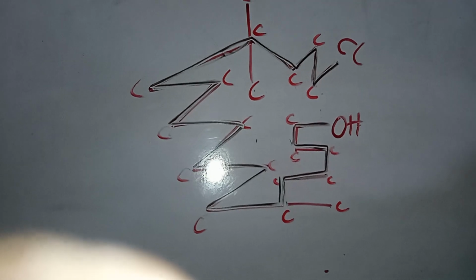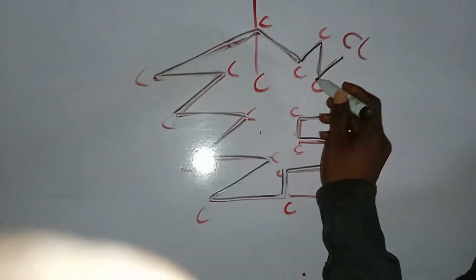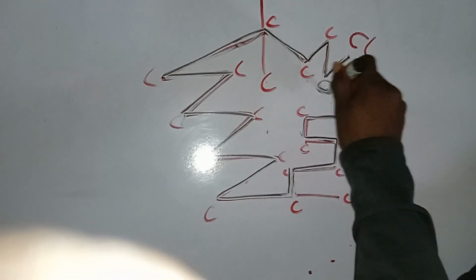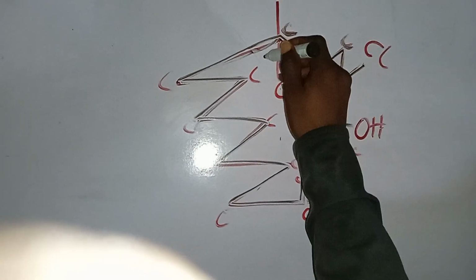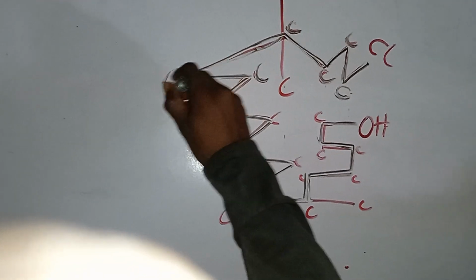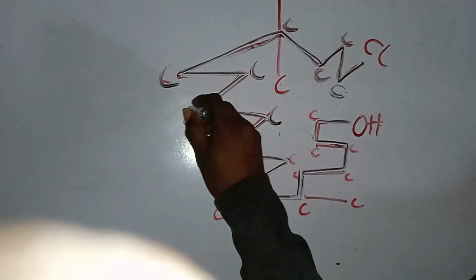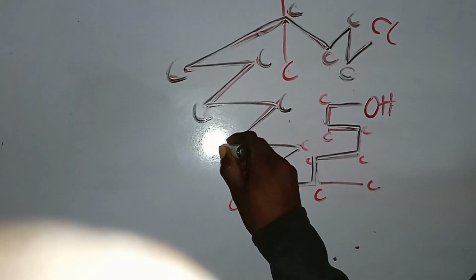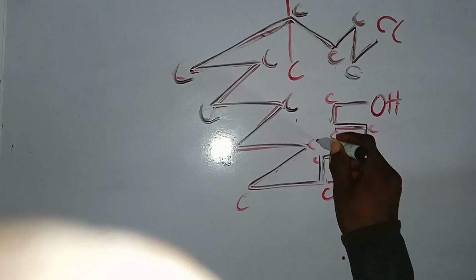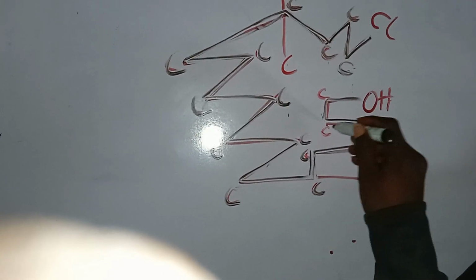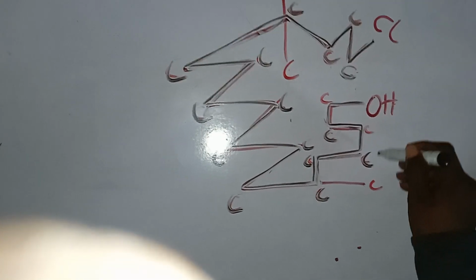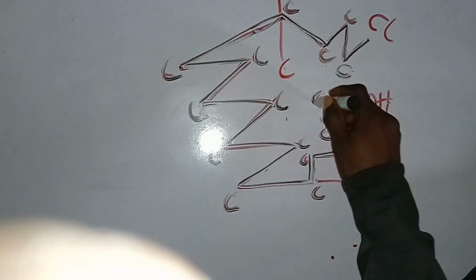So if I know that, I now know that this is 1 carbon, 2, 3, 4, 5, 6, 7, 8, 9, 10, 11, 12, 13, 14, 15, 16, 17.